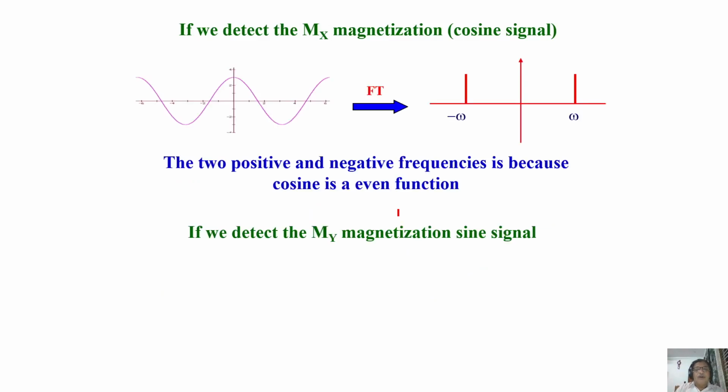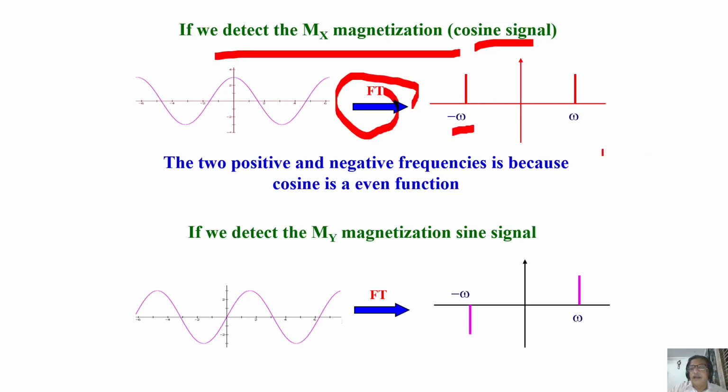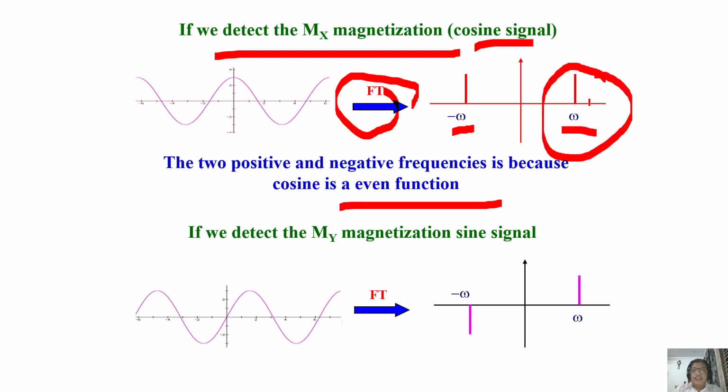Before that, I want to show you how the signal detection of the sine and cosine parts works. For example, if I detect the MX component, a cosine signal, and do the Fourier transformation, I get minus omega and plus omega, two frequencies. Both negative and positive frequencies are there because cosine is an even function. It cannot distinguish between positive and negative frequency. Cos phi equals cos minus phi.